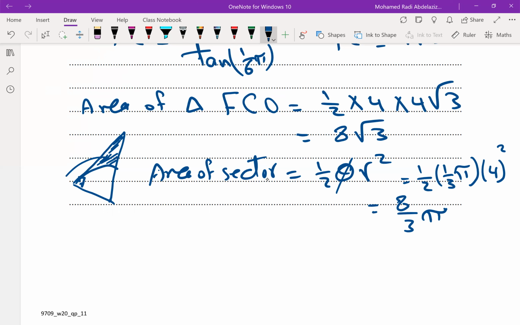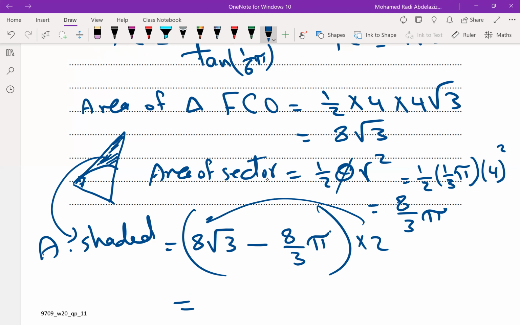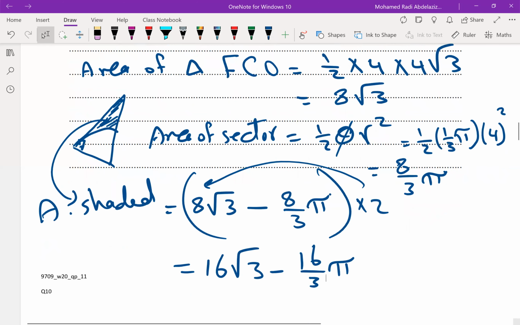So the area of shaded is equal to the area of the triangle, which is 8 root 3, minus the area of the sector, 8 over 3 pi. So the area of the whole shaded region will be times 2. This is the final answer in terms of pi and root 3. If you expand, we'll get 16 root 3 minus 16 over 3 pi. This is the final answer for the area of shaded.